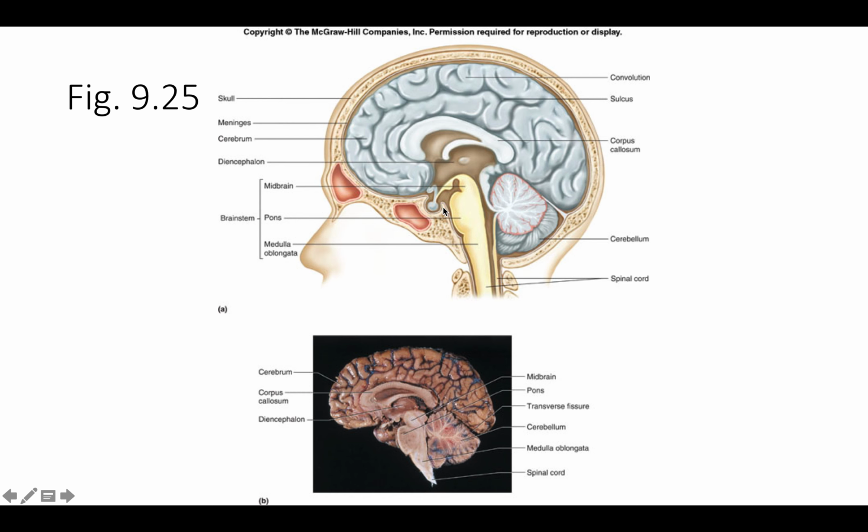It also has things that we're not going to talk about. It does control the pituitary gland that sits right here. Remember, this is the sella turcica of the skull. The pituitary gland sits right there. This right here is called the infundibulum, and that is the stalk of the pituitary gland. This right here is the corpus callosum, which kind of forms the roof of the diencephalon.